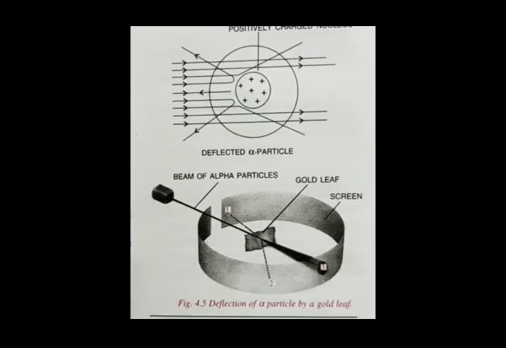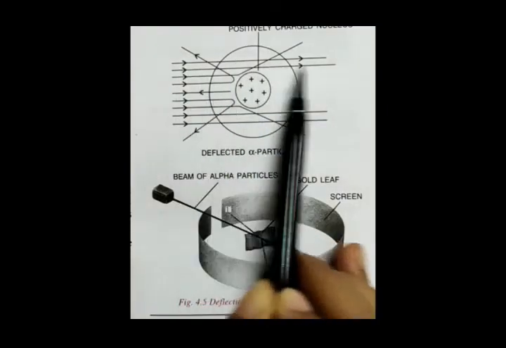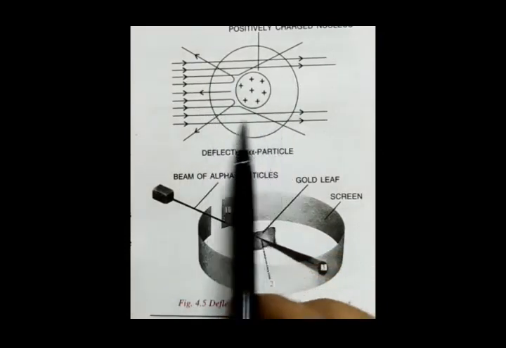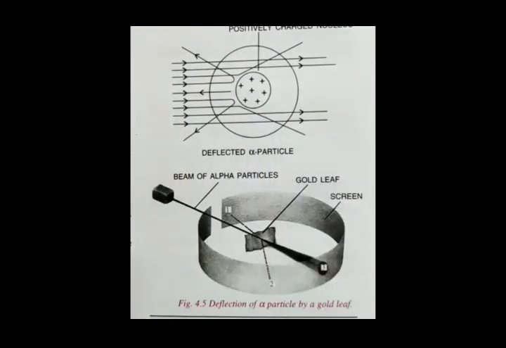Then he also concluded that most of the volume of an atom is empty space, as the alpha particles passed through the foil without any deflection. So he concluded that most of the volume of an atom was empty space. Clear? Another thing that he concluded was that the number of negatively charged electrons dispersed outside the nucleus is the same as the number of positively charged particles inside the nucleus. So it explained the overall electrical neutrality of the atom.